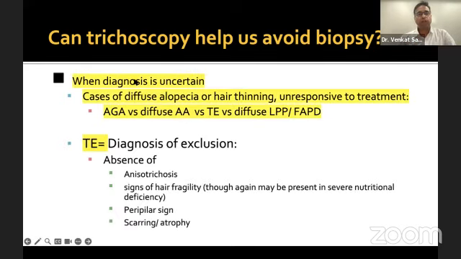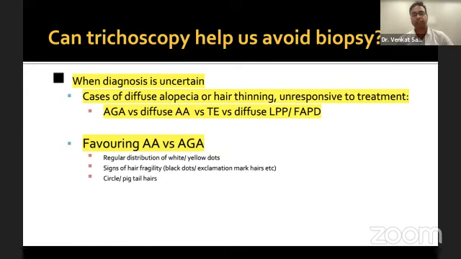First, when the diagnosis is uncertain, when you want to differentiate between diffuse AGA versus AAA versus telogen effluvium. First of all, telogen effluvium is a diagnosis of exclusion. Basically, absence of anisotrichosis, signs of hair fragility, peripilar scan, or atrophy or scarring. So it can be helpful. Definitely, trichoscopy has a role if you want to differentiate between these entities and telogen effluvium. So telogen effluvium is a very good diagnosis to make on trichoscopy when you've excluded the other entities.